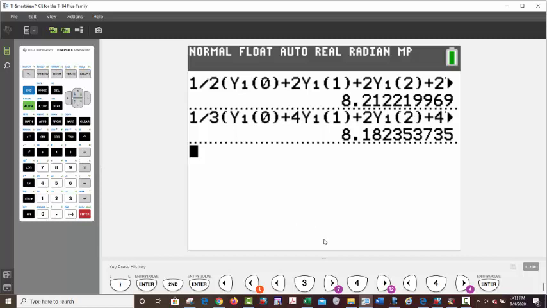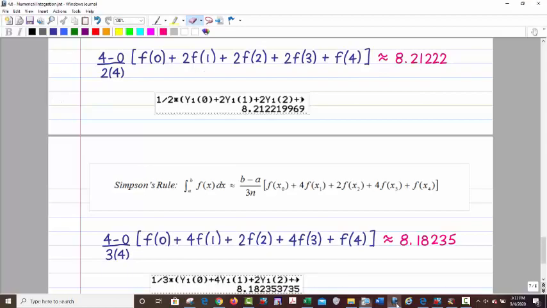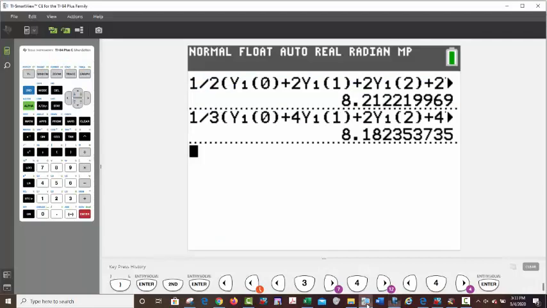So we should have 8.21222 for 5 decimal places for the trapezoid rule. Yes. And then let's check the Simpson's rule. 8.18235. Got it.